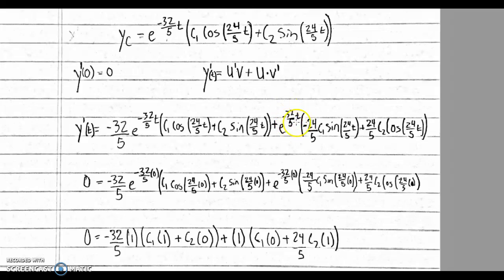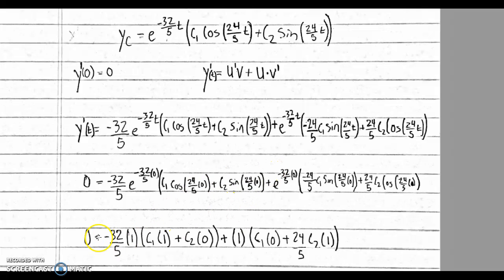e to the negative 32 fifths t and take the derivative of this section of the problem here, and we'll have negative 24 fifths c1 sine of 24 fifths t plus 24 fifths c2 cosine of 24 fifths t. We'll then set the equation equal to 0 and set all of the t's equal to 0 in this equation here, and solve.